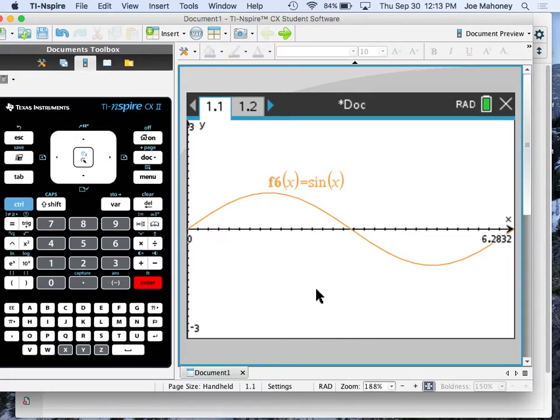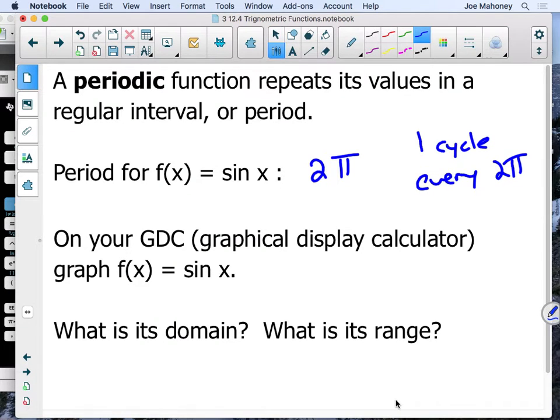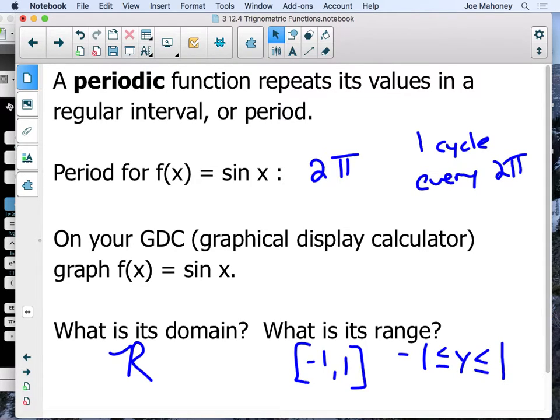Can you tell what its domain is? Because it's a periodic function, the domain is all real numbers. And can you tell that the range is between -1 and 1? We can write that in interval format, or we could say its range is between -1 and 1. Typical for sine, typical for cosine.